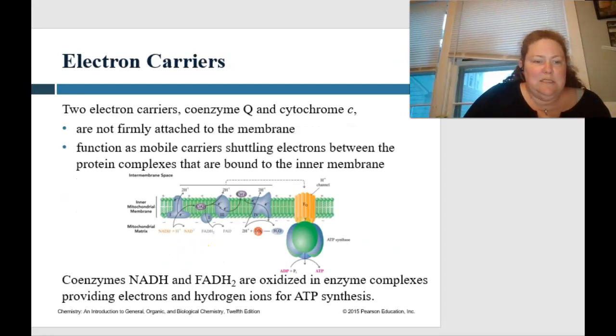So 2 electron carriers, we need helpers, right? And that's what these guys are, 2 electron carriers, coenzyme Q and cytochrome C. So you can see that here coenzyme Q and cytochrome C are these 2 little purple blobs. So look in your book and it'll be bigger, okay? But the 2 electron carriers, coenzyme Q and cytochrome C, are not firmly attached to the membrane. They function as mobile carriers that are going to shuttle the electrons between the protein complexes that are bound to the inner membrane. So the coenzymes NADH and FADH2 are going to be oxidized in the enzyme complexes, and they're going to provide those electrons and hydrogen ions that are needed to make or synthesize ATP.